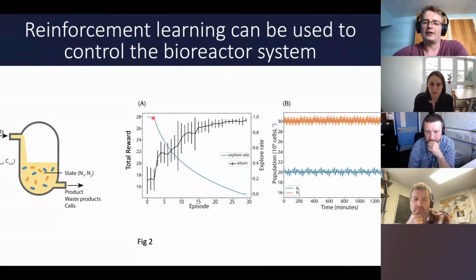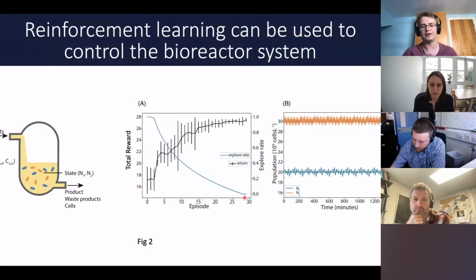And then as our episodes progress, that explore rate decays, and by the end, the explore rate is 0. So it doesn't take any random actions at the end, and hopefully by that time you've learned good behavior.